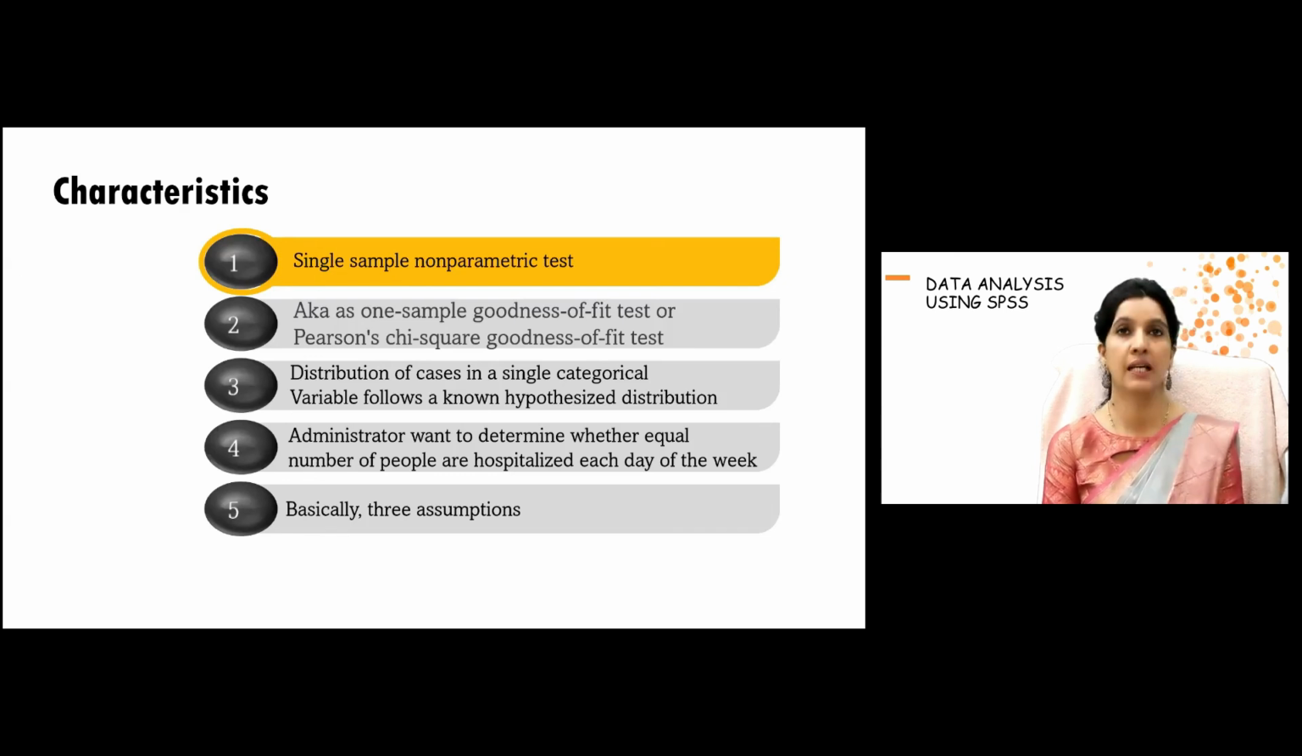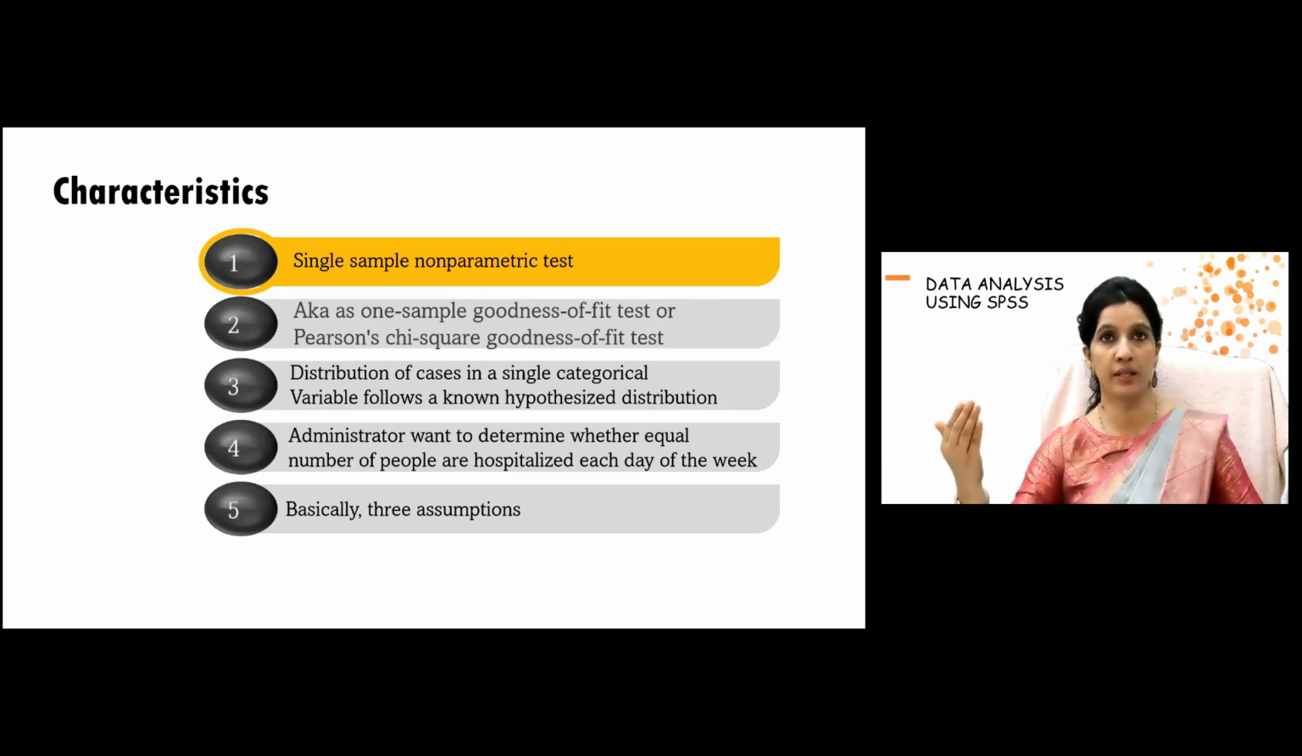The distribution in this case is a single categorical variable. That single categorical variable may be of two categories or more than two categories. It is never said that it should be of two categories. So it may be two or more than two categories, again against a hypothesized distribution. Like if an administrator wants to determine whether an equal number of people are hospitalized each day of the week, then he may apply this test.